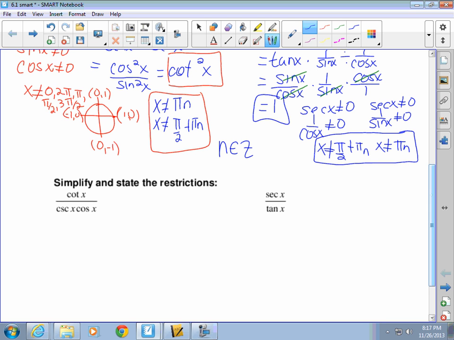Okay, next one says simplify and state the restrictions. So same idea. Cotangent x divided by cosecant x times cosine x. So the first thing that we want to do then is write these so that they're all in terms of, since we've got cosines in there and we can work with cosine and sine in here, we're going to change them so that they're all in cosine terms. So cotangent x is the same as cos x over sine x.